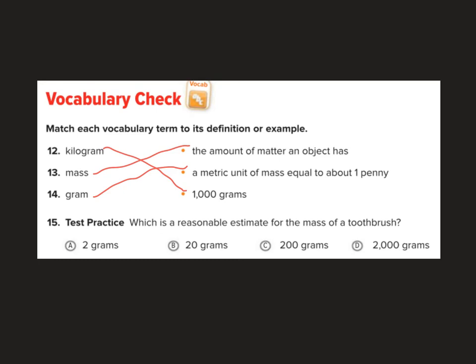Which is the more reasonable estimate for the mass of a toothbrush? I would say 20 grams because they're pretty light. 2 would be way too light, and I think 200 and 2,000 would be way too big.